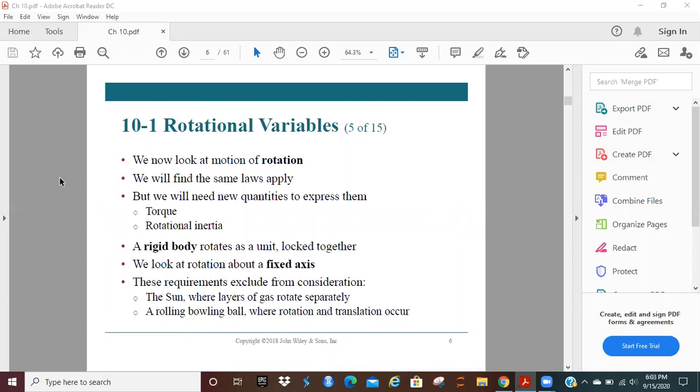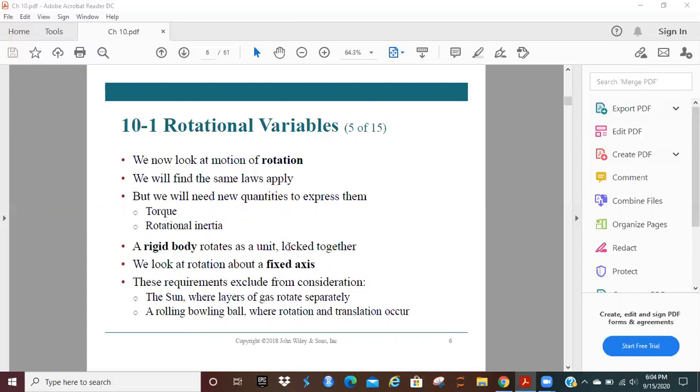What we're going to do in this chapter is discuss how to take Newton's laws and apply them to a body that is rotating. How is that motion described? How does that motion change? And we're going to need some new concepts in order to be able to express them, but many of the same concepts are going to carry over from what we had before. Those new concepts are going to be torque, and they're going to be rotational inertia.